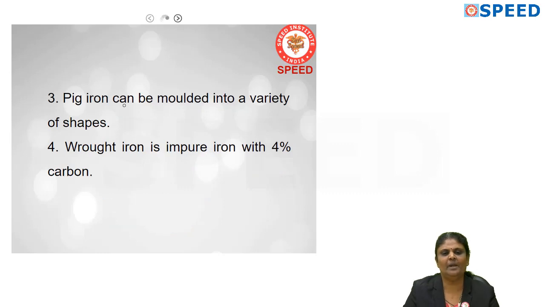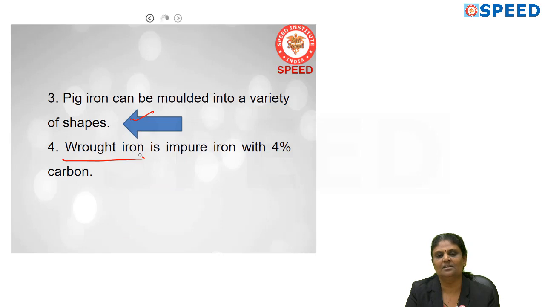And the third one, pig iron can be molded into a variety of shapes. I think this one is correct. And wrought iron is impure iron with 4% carbon. I think this is also wrong. This is cast iron, I think. Here wrought iron is given. So the correct option is the third one.